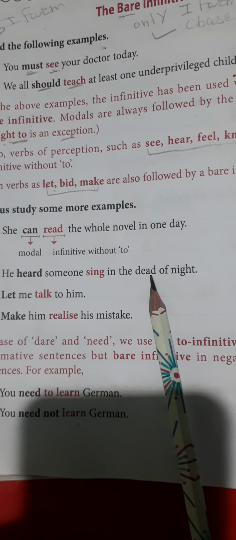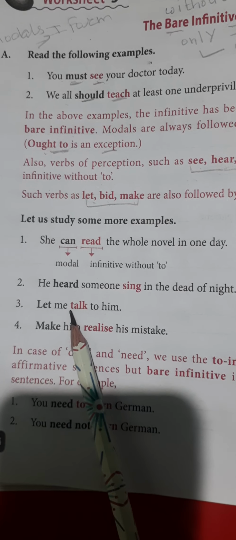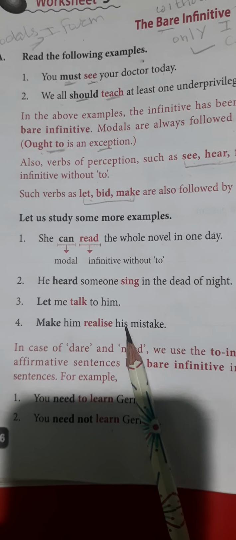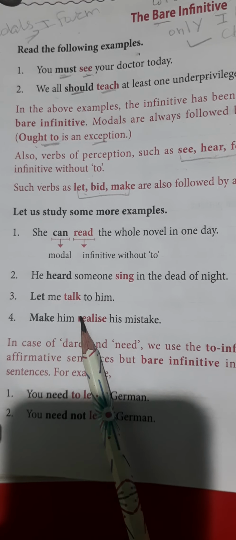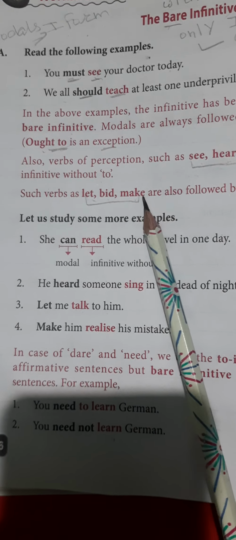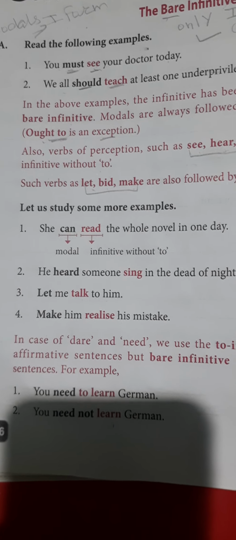Next is, let me talk to him, मुझे उससे बात करने दो, let. Here we are making use of the verb let. So we won't use to. We will go with the bare infinitive. And, make him realize his mistake. Now we won't say make him to realize his mistake, because according to the rule with the verb make we have to go with the bare infinitive.